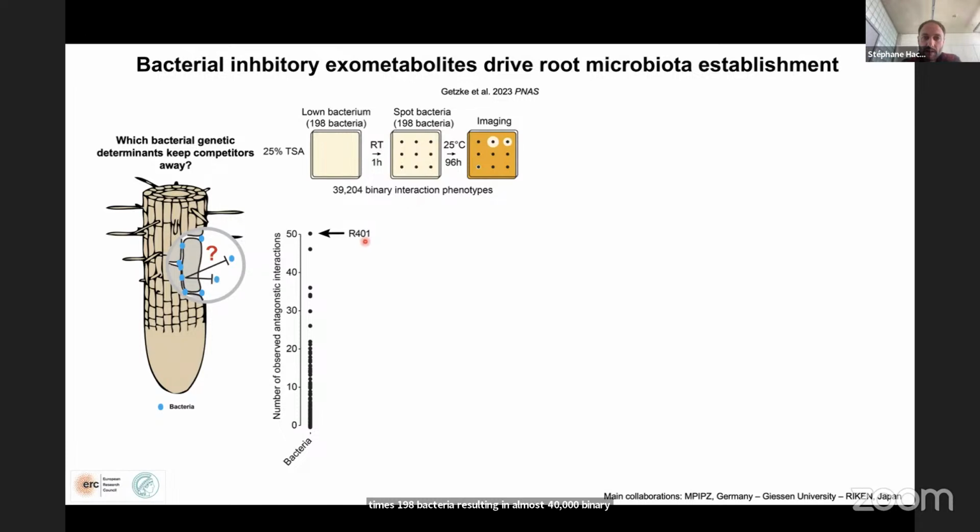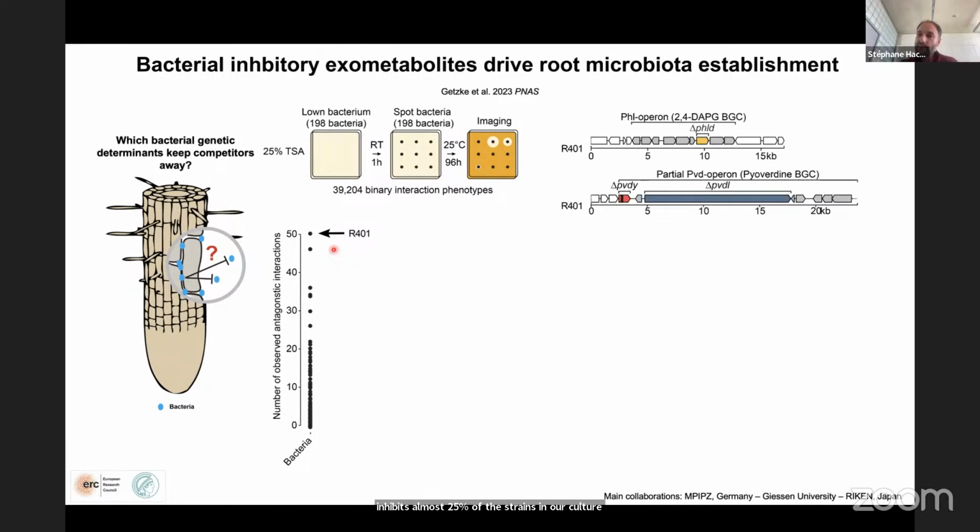This huge screening led to the identification of one strain that we call Root 4.1, a Pseudomonas brassicacearum, that inhibits almost 25% of the strains in our culture collection. Again, to make the long story short, we identified the genetic determinants in Root 4.1 that explain this striking inhibitory activity. The first genetic determinant is a gene in a biosynthetic gene cluster predicted to be involved in the production of a classical antimicrobial called DAPG, diacetylphloroglucinol. The other is predicted to be involved in the production of pyoverdin, an iron-chelating molecule that can sequester iron and make it unavailable for competitors.